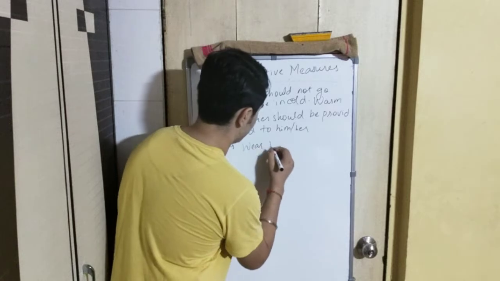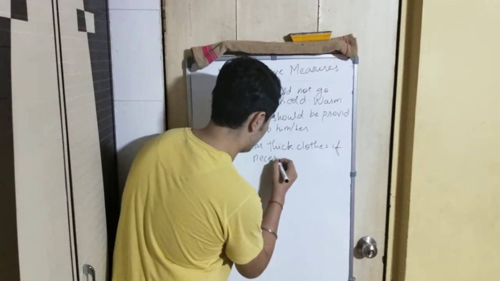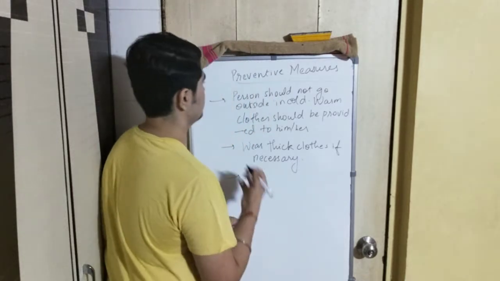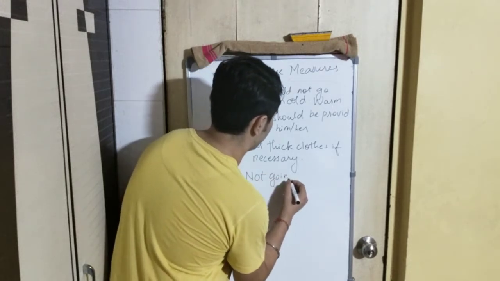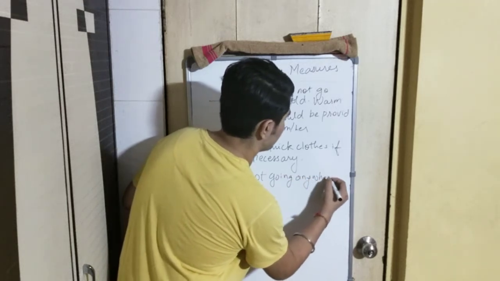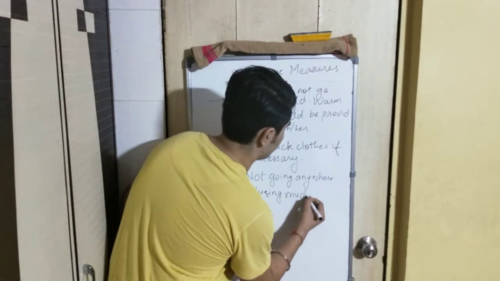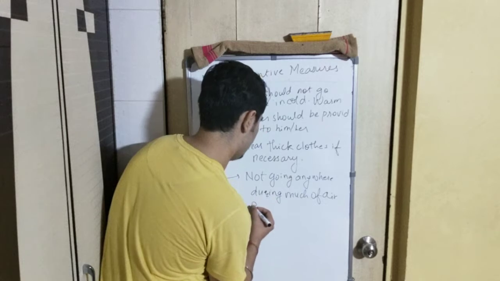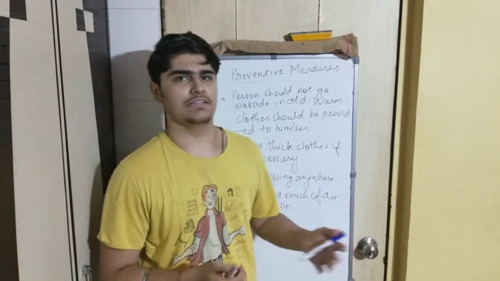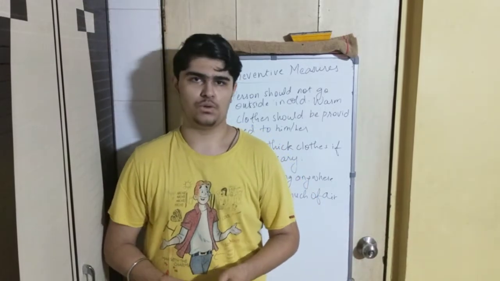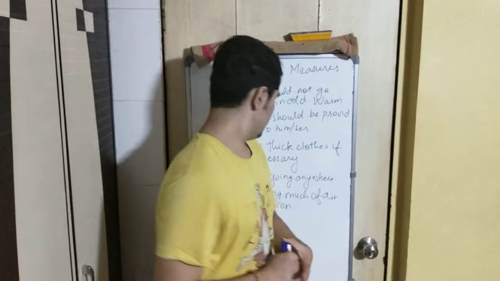You should wear thick clothes if necessary. Third is not going anywhere during much air pollution. And fifth is getting vaccinated. That is very common in every disease that you are suffering through. Yes, getting vaccinated is the main thing, and taking medicines at the correct time. So you can copy it down.